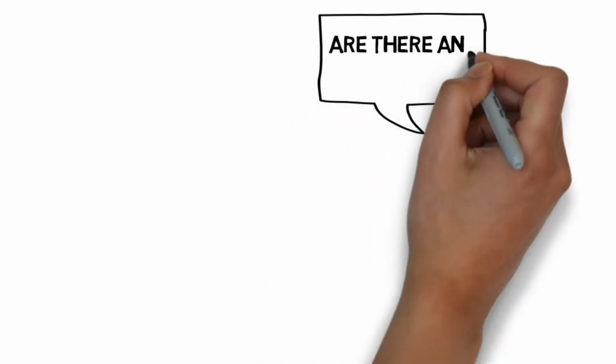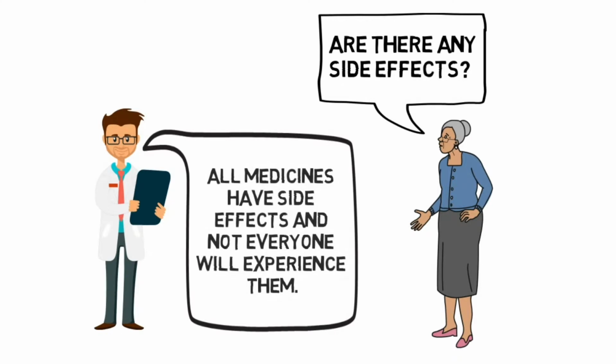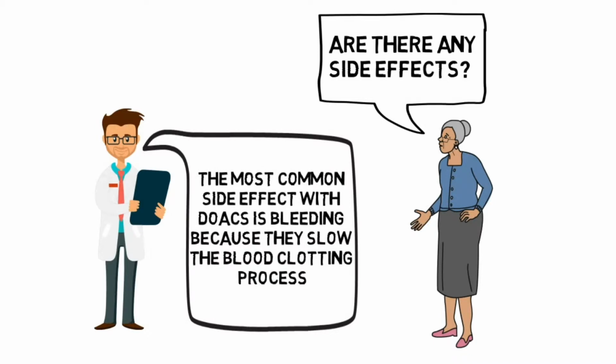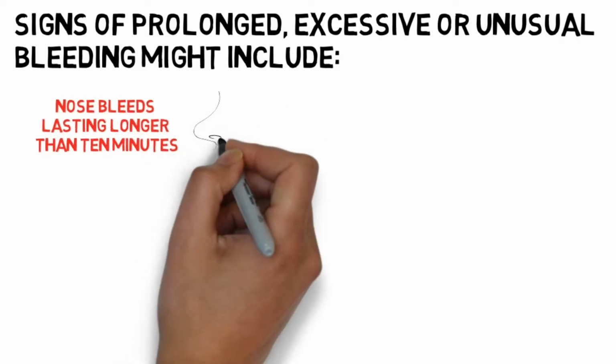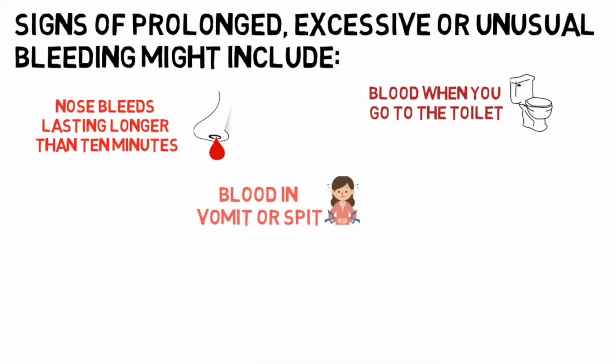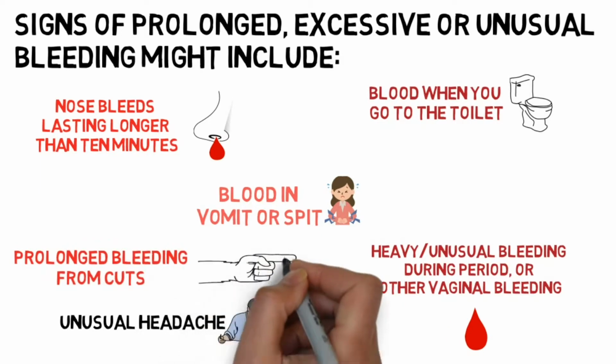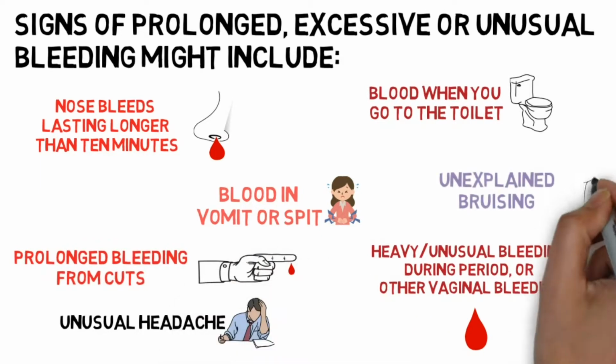You might be concerned about side effects associated with DOACs. All medicines have side effects, and not everyone will experience them. The most common side effect with DOACs is bleeding because they slow the blood clotting process. Signs of prolonged, excessive, or unusual bleeding might include nosebleeds lasting longer than 10 minutes, blood when you go to the toilet, blood in vomit or in spit, unusual headache, heavy or unusual bleeding during periods or other vaginal bleeding, prolonged bleeding from cuts, or unexplained bruising.